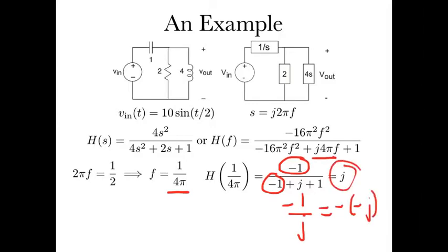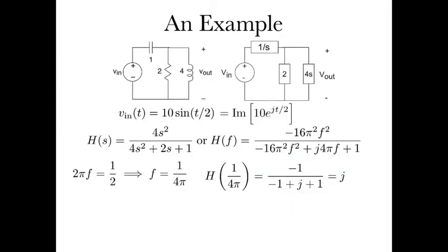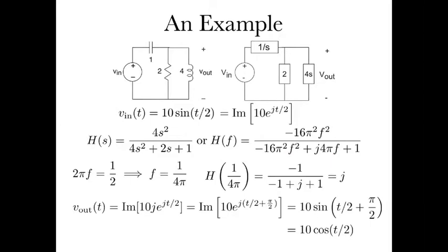So our transfer function at the frequency of the source, that's all we need to know, is j, a pure phase shift. So now we get to figure out what the output is.